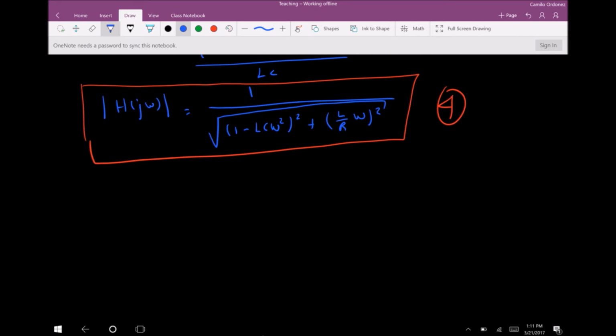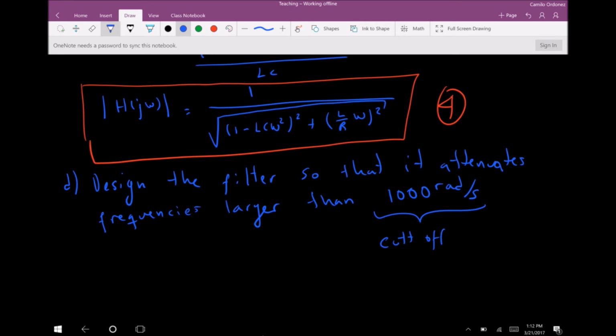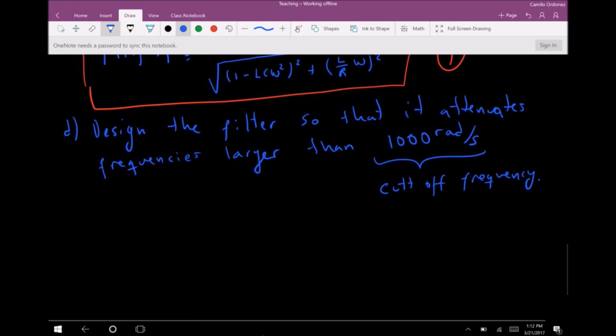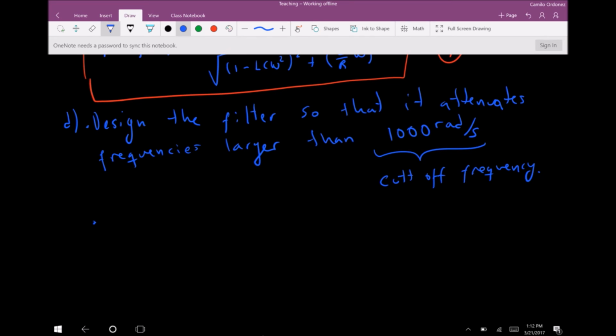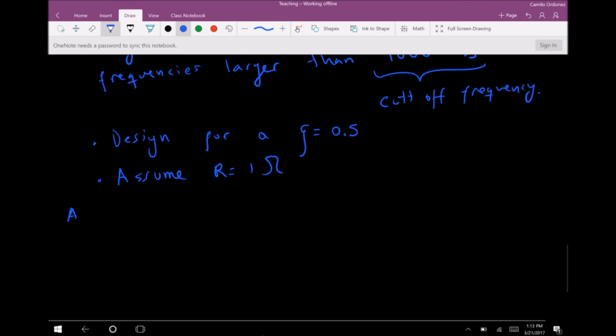Okay, the next part, what we're going to do is just design the filter. That is, we're going to solve for the inductance and the capacitor that we need, such that our filter performs as follows. We want frequencies that are larger than 1000 radians per second to be significantly attenuated. This particular frequency of 1000 radians per second is known as the cutoff frequency for our design. We also try to design for a zeta of 0.5, and we will assume that the speaker has a resistance of 1 ohm.